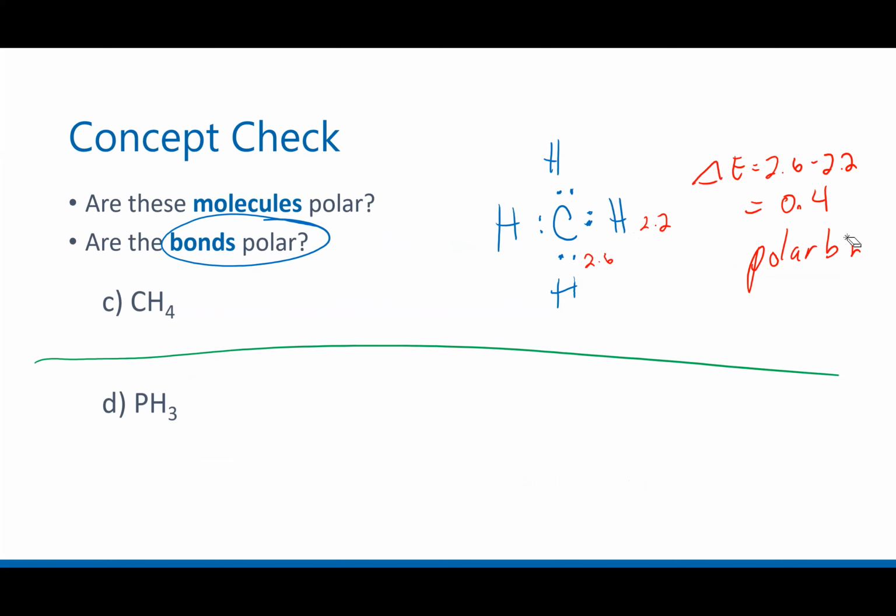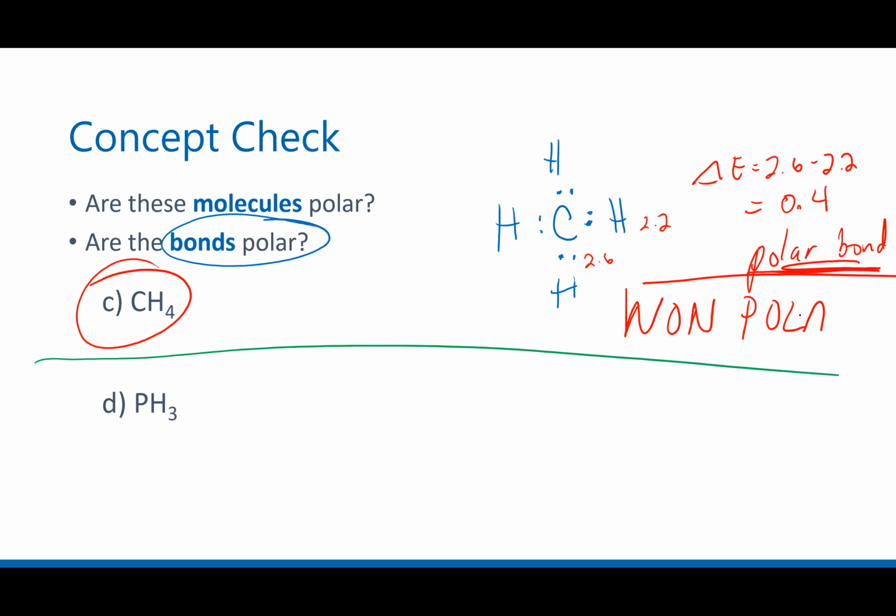But we have to ask ourselves, is the molecule polar? So we need to look at our 3 rules. Rule number 1, are there more than 3 atoms? The answer is no. Rule number 2, does the central atom have lone pairs? The answer to that is also no. And then rule number 3, if there is no central atom, well, that doesn't apply here. So even though the bonds are polar, this molecule together is nonpolar. So you can have polar bonds on a nonpolar molecule. That's not a problem.